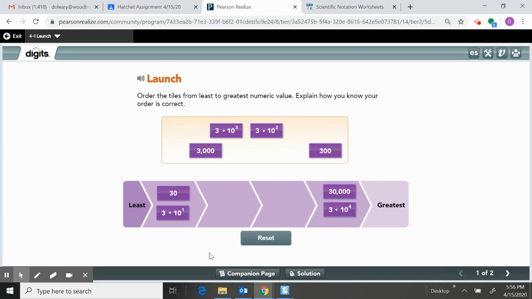So also notice that 3 times 10 to the first is 3 times 10 with 1 zero. So the exponent matches the number of zeros. 30,000, 3 times 10 to the fourth, you notice 3, then 1, 2, 3, 4 zeros. So it matches the exponent. So think of that when you log on to Digits today and you try to complete this launch. And you notice that there's also a solution button. So when you're done, when you arrange it, you can click solution and see if you're correct.